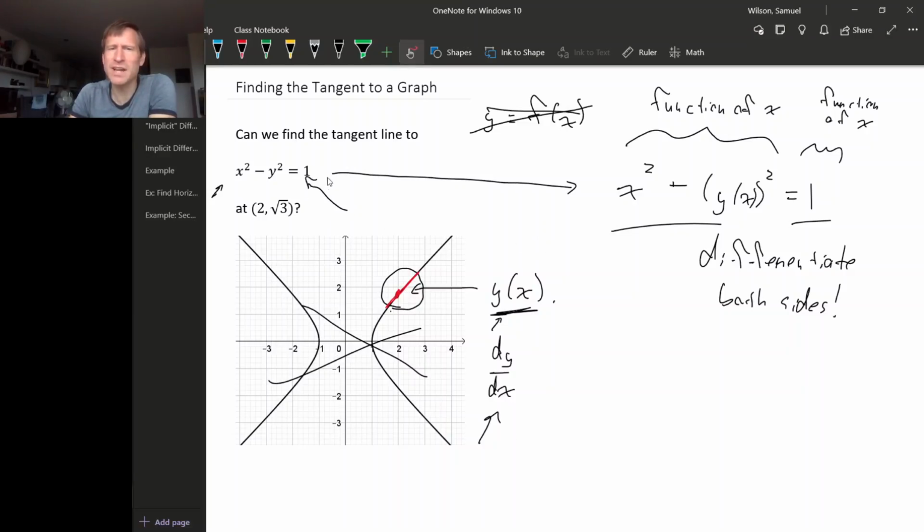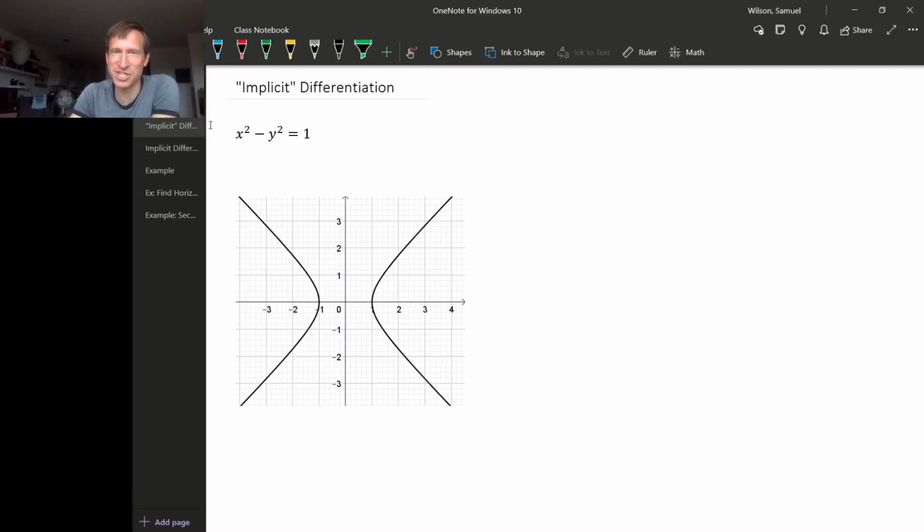If we start with an equation, we can treat y as a function of x implicitly. So we aren't explicitly solving for y, but we're implicitly treating y as a function of x. When we do that, we can take a derivative on both sides and hopefully find dy/dx. That's the idea for finding a derivative when you only have y implicitly as a function of x. For that reason, this technique gets called implicit differentiation. So let's use implicit differentiation to find the slope of this tangent line at (2, square root of 3). So that was right here.